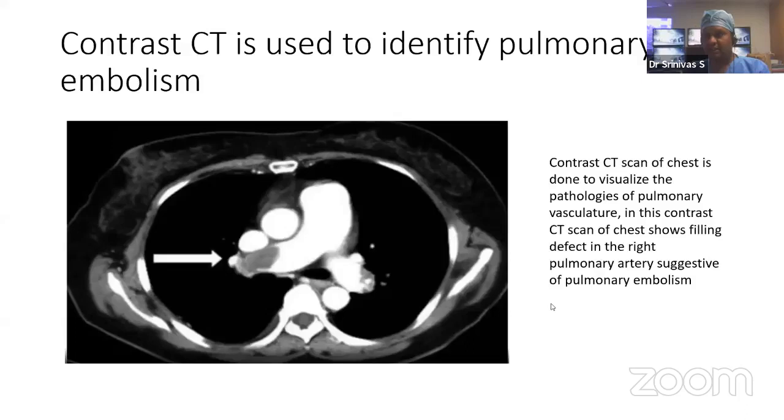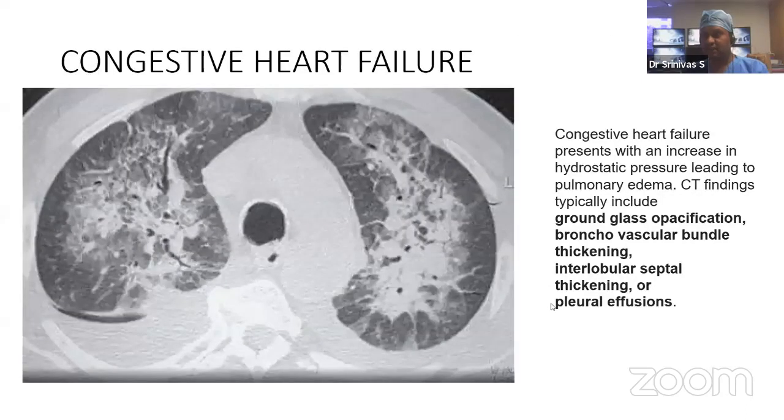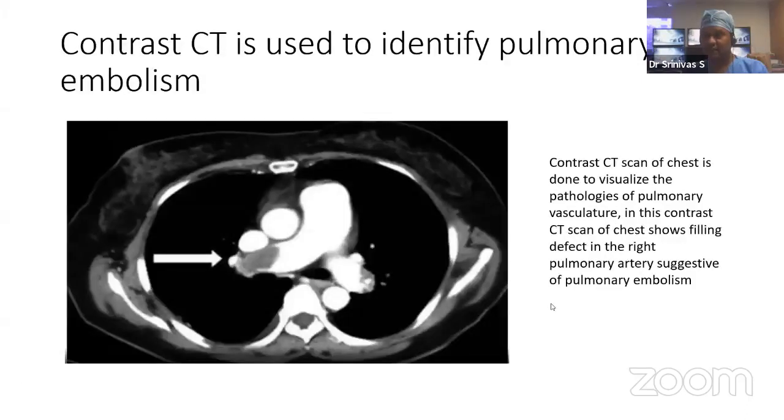So till now we have seen non-contrast CT scans, and the indication for the contrast CT scan would be pulmonary embolism. Here the contrast CT scan of the chest is done to visualize the pathologies of the pulmonary vasculature. This contrast CT scan of the chest shows filling defects in the right pulmonary artery, which suggests a pulmonary embolism.